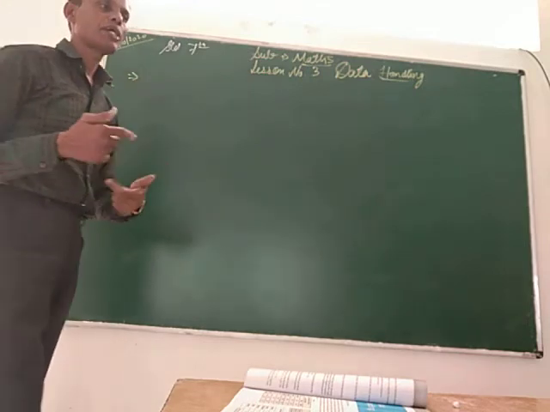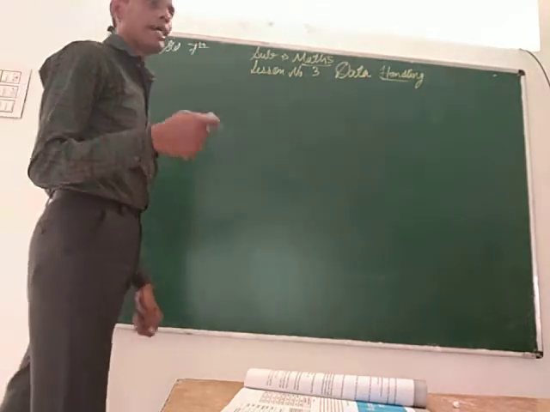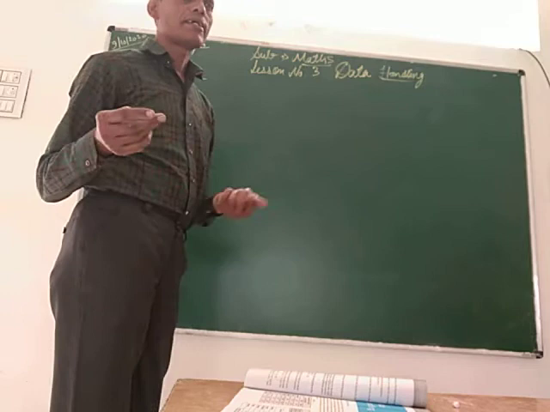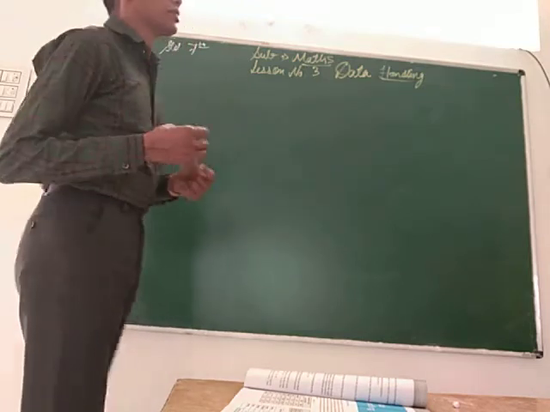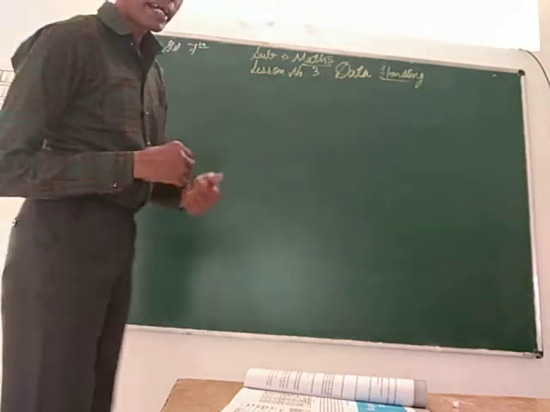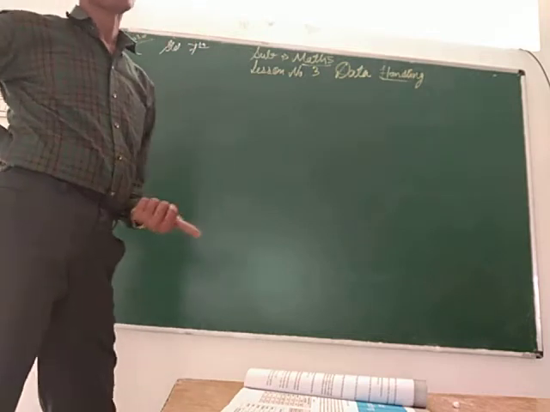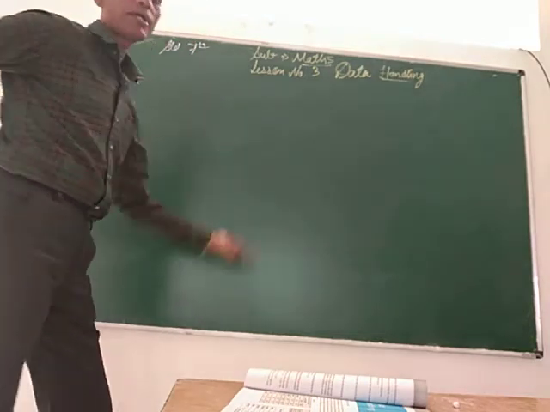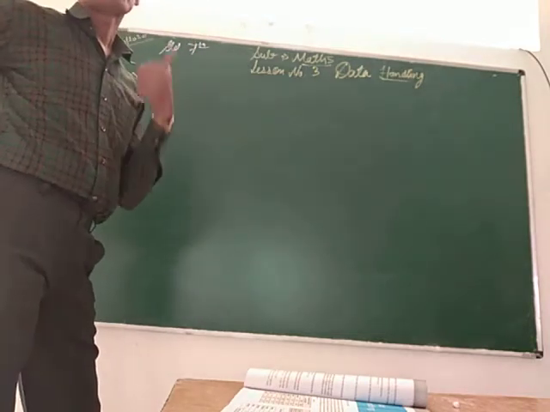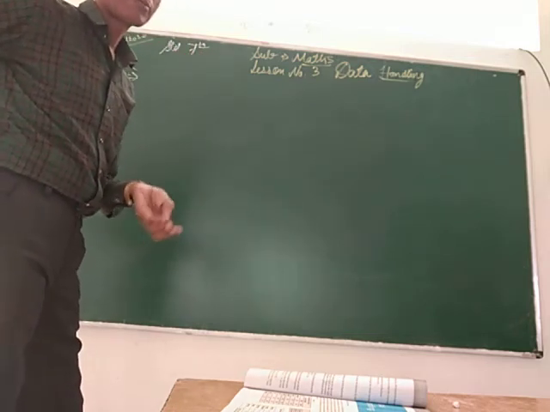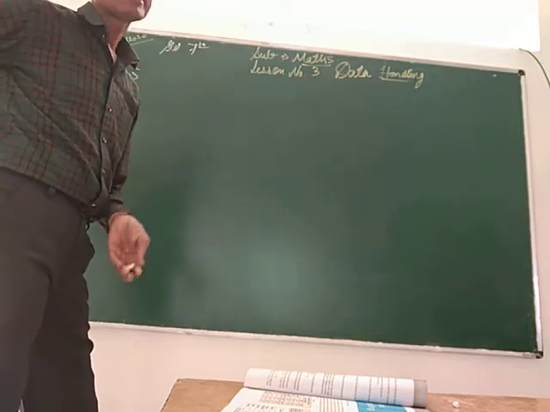Primary data means which you can collect by asking anyone, anytime. You get that information about the data. That is the primary data. And what is secondary data? The data which you cannot get by asking. You have to find it from some institution or some agency.